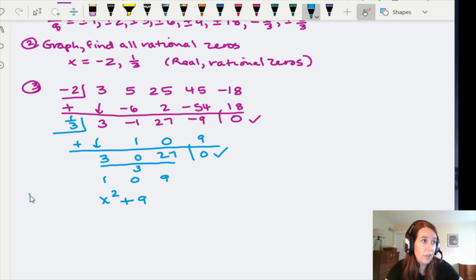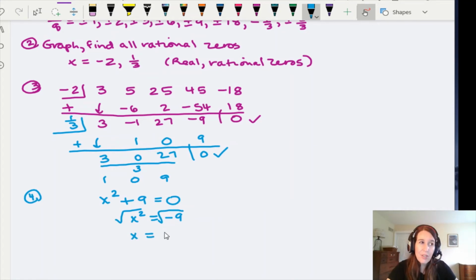So now we are on to step 4. And step 4 was take that remaining, hopefully quadratic, but take that remaining function, set it equal to 0, and see how you can find the other zeros. Okay, so what happens here, x squared, we can just subtract 9. Then to solve for x, we take the square root of both sides, right? So we get x is equal to plus or minus the square root of -9, right? This is that non-real answer.